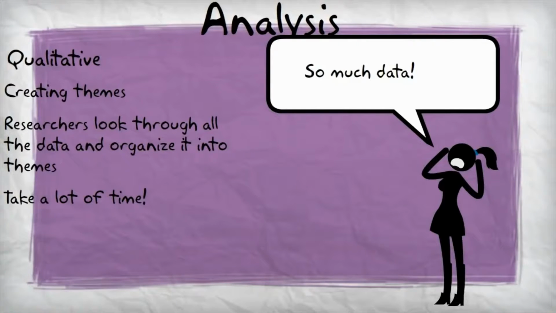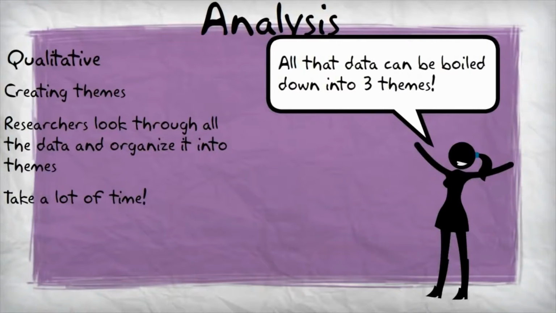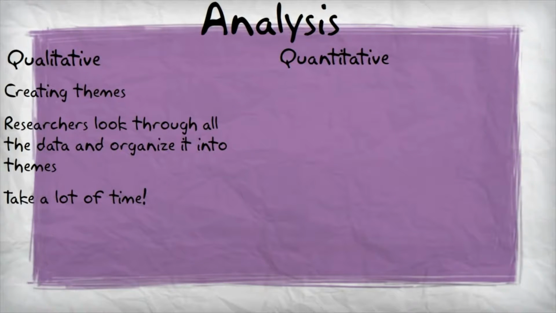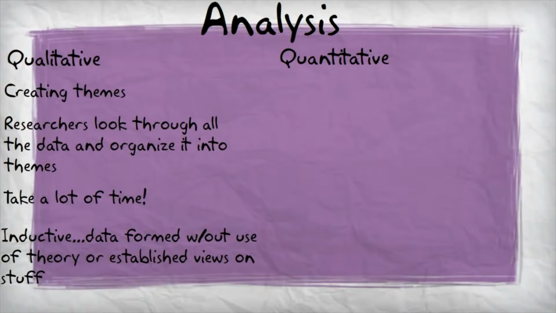From those pages, the researcher was able to analyze the data and group it into three major themes, which were: students believed that there was a lack of healthy options on campus, the students believed the healthy options were too expensive, and they felt that unhealthy options were just too tempting. It's important to note here that qualitative research is inductive in nature. That means that the research questions, the data collection, the analysis, and all that stuff is not based off of a theory or preconceived notions that the researcher has.